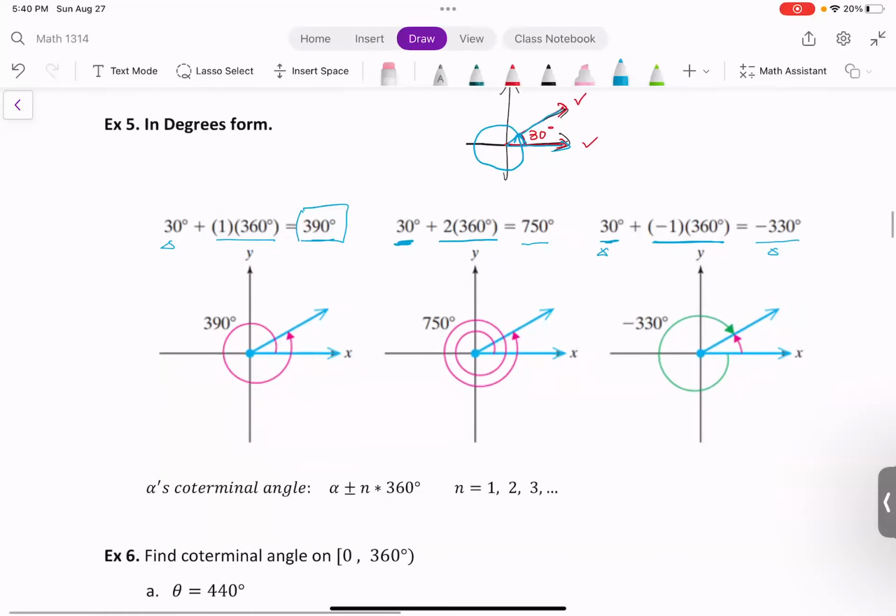All right, here we have a formula for the coterminal angle. If I have an angle alpha, for example in the previous example alpha equals 30 degrees, then alpha plus or minus n times 360 degrees is a coterminal angle of alpha. For example, 30 plus 360, or 30 minus 360, or 30 degrees plus 2 times 360 degrees. So n could be any natural number: 1, 2, 3, 4.